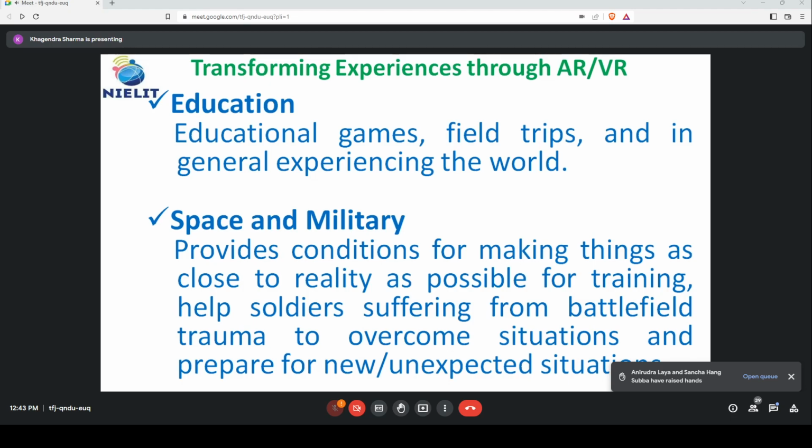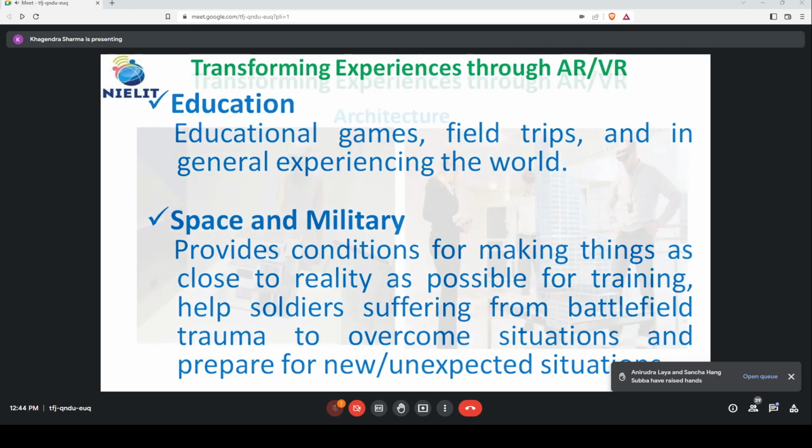So in case of educational games, field trips, and in general experiencing the world is possible through AR and VR. Similarly, in case of space and military, what happens? There are very difficult situations wherein an army personnel needs to work. So using VR, a simulated environment can be provided to them for training also. It provides conditions for making things as close to reality as possible for training, helping soldiers suffering from battlefield trauma to overcome situations and prepare for new and unexpected situations.